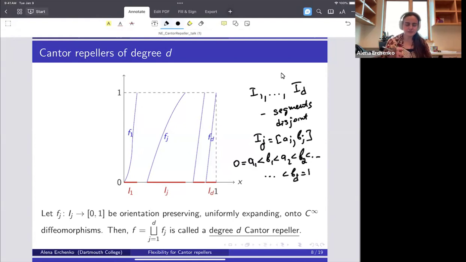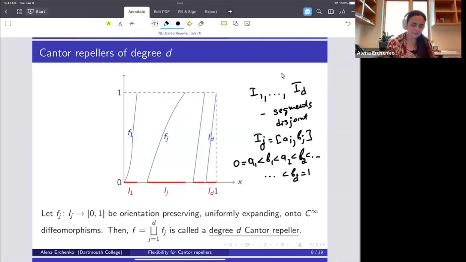So I'll look at a collection of segments, and on each of the segments, I'm defining an orientation-preserving, uniformly expanding onto map, a C infinity diffeomorphism. You could work with low regularity, but for now let me keep things smooth. So you can see the picture, potentially, of a map. And so I have basically D maps, and this is what we'll call a D Cantor repeller. Repeller because I'll have expansion everywhere. And degree D, in some way you can see how many branches I have, right? If I think about pre-images of 0, 1.